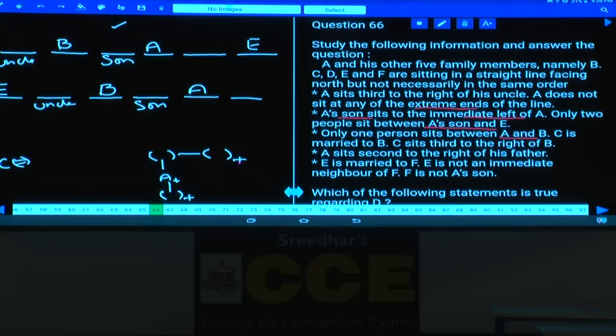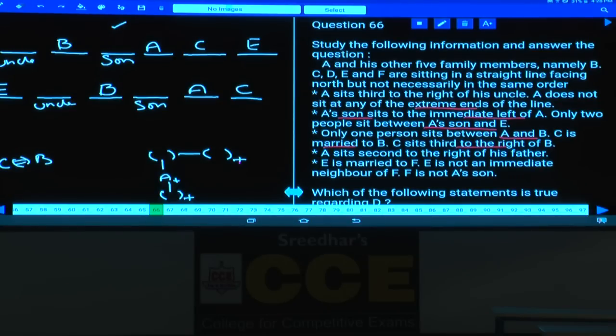C is married to B. B and C are a married couple. C sits to the right of B. As C is seated to the right of B, B is here, and C will be here.